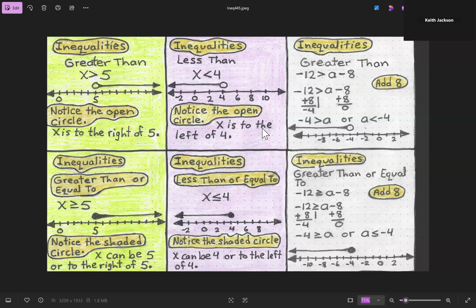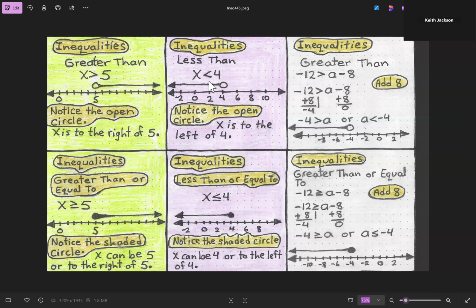And let us move on to our next example, because now that allows us to compare and contrast it to greater than, because we're looking at less than right here. And so in this case, we have x is less than 4, meaning that the arrow is going to be pointed in the direction to the left right here. And notice the open circle because x is less than 4.